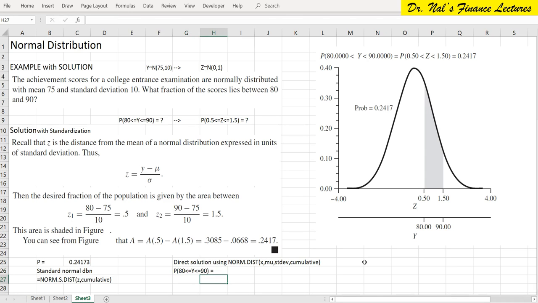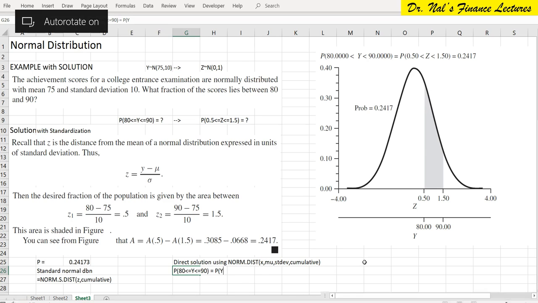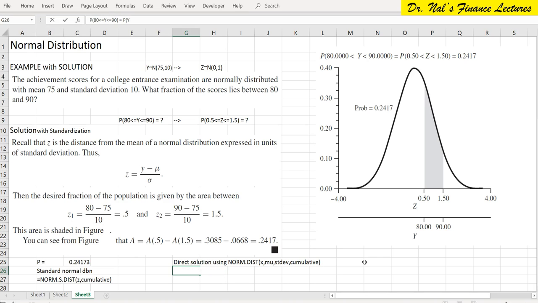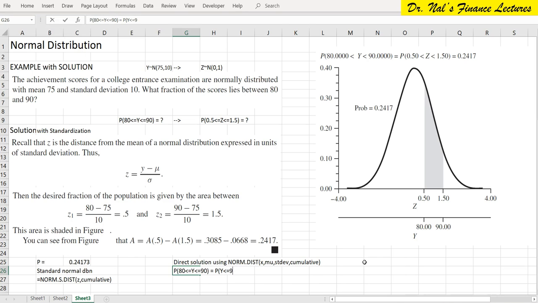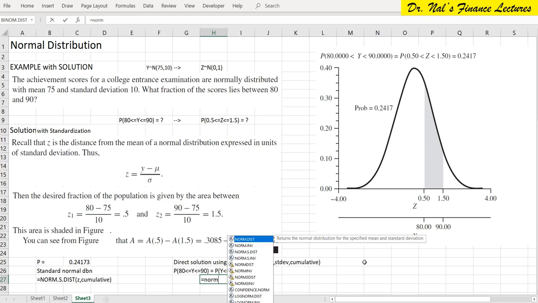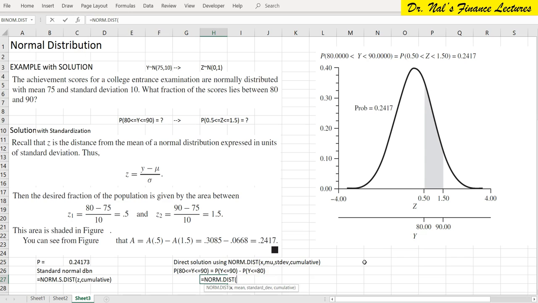Okay, so the way we will do it is, let me write how I'm going to do it. We're going to find the probability that y is less than or equal to 90. And from that, I will subtract the probability that y is less than or equal to 80. The difference will give us the answer, right? So equal to, let's do it, NORM.DIST, not NORM.S.DIST. It's not standard anymore. I'm going to ignore all this solution. By just the givens, I'm directly solving the question.